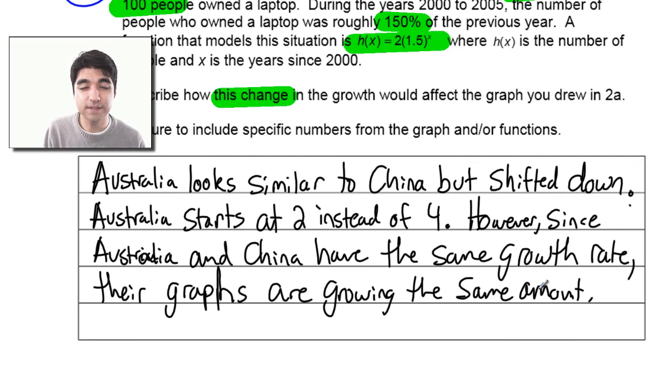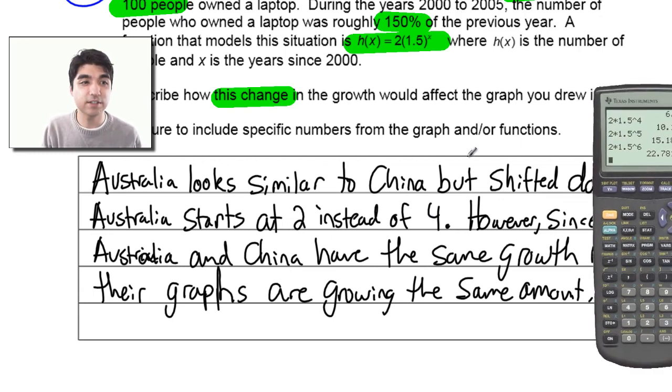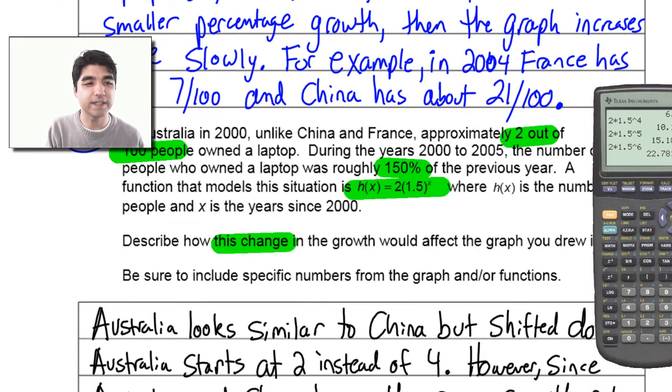Do we need to include specific numbers? Yeah, I guess we kind of did. 0, 2, and 0, 4. Okay, so that's good for that graph. So now let's go on to problem 3, I believe.